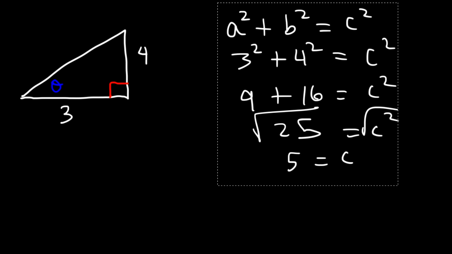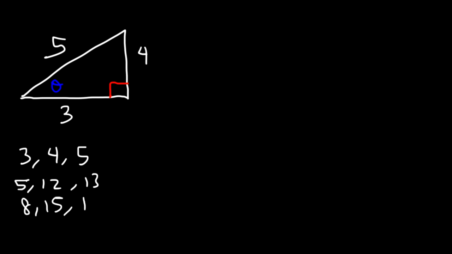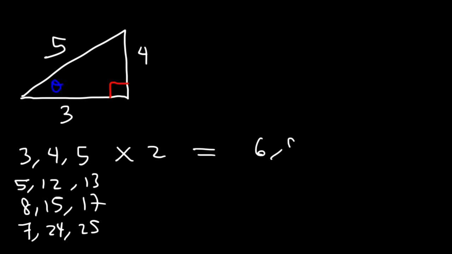Now it turns out that there are some special numbers. There's the 3, 4, 5 right triangle, the 5, 12, 13 right triangle, the 8, 15, 17 right triangle, and the 7, 24, 25 right triangle. And any whole number ratios or multiples of these numbers will also work. For example, if we multiply this by 2, we'll get 6, 8, 10.